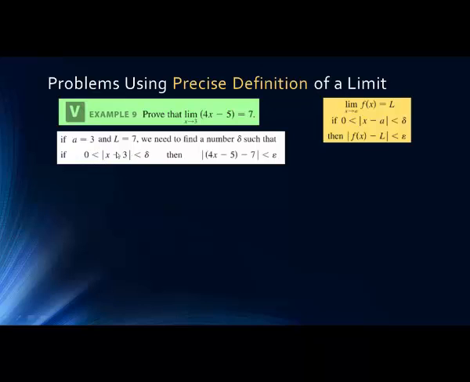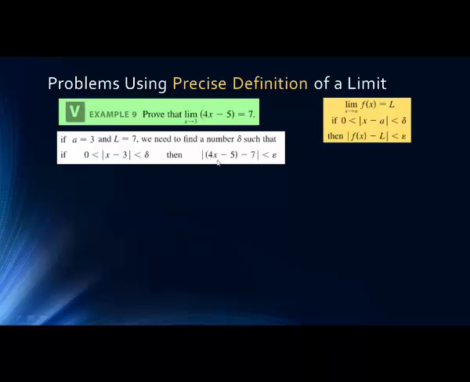And remember, why are these in absolute values? Because they're distances. They're ranges around the A and the L, okay? And we always measure distances in positive numbers. I don't say I drove negative 150 miles to Austin. So 0 is less than x minus A, remember A is 3, which is less than delta.